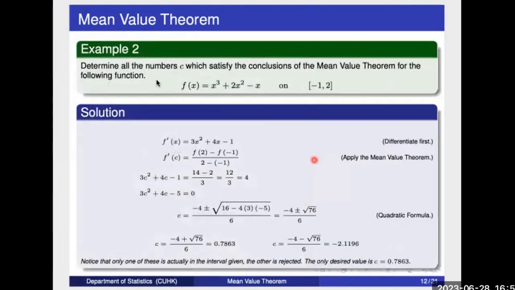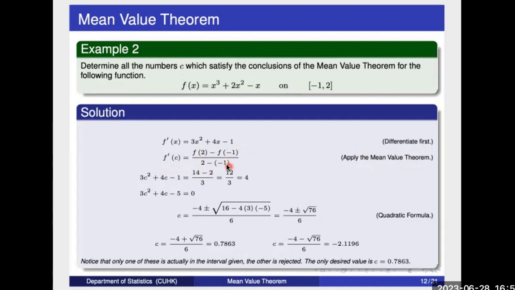Now, allow me to present an example that demonstrates how we can effectively utilize the mean value theorem to solve problems. We are given a function f(x) equals x^3 plus 2x^2 minus x on the interval [-1, 2]. We are tasked with determining all the numbers c that satisfy the conclusions of the mean value theorem. To accomplish this, we first find its derivative, which is 3x^2 plus 4x minus 1. Subsequently, we apply the mean value theorem to find that there exists a number c such that f prime of c equals f(2) minus f(-1) divided by 2 minus (-1).